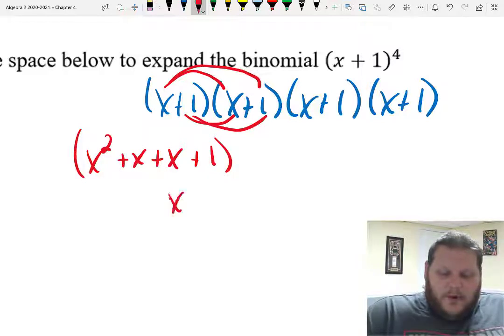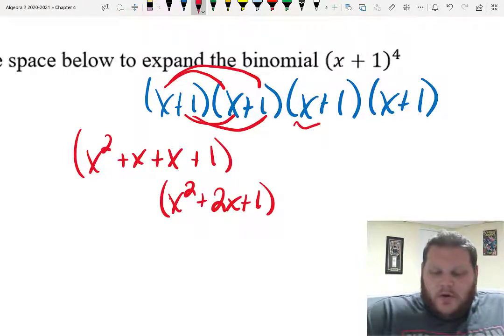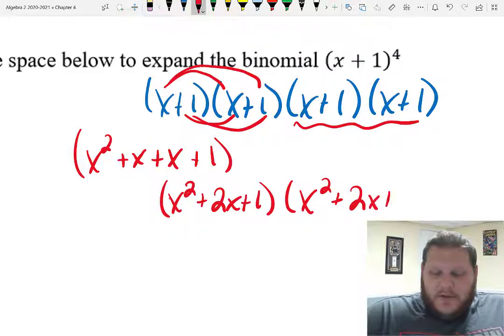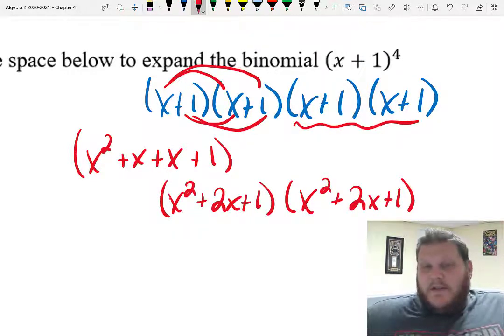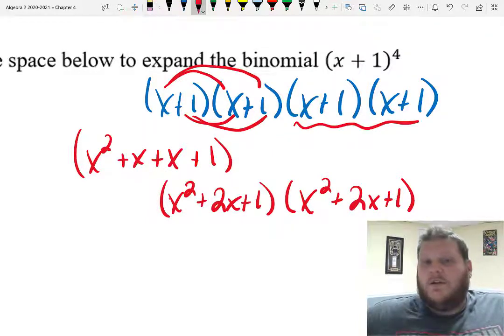So I end up with x squared plus 2x plus 1 when I multiply 2 of them together. And I know these 2 will give me the same thing, x squared plus 2x plus 1. So now I have to multiply that 3-term polynomial with that other 3-term polynomial. And again, you've got your choice on how you want to do this.